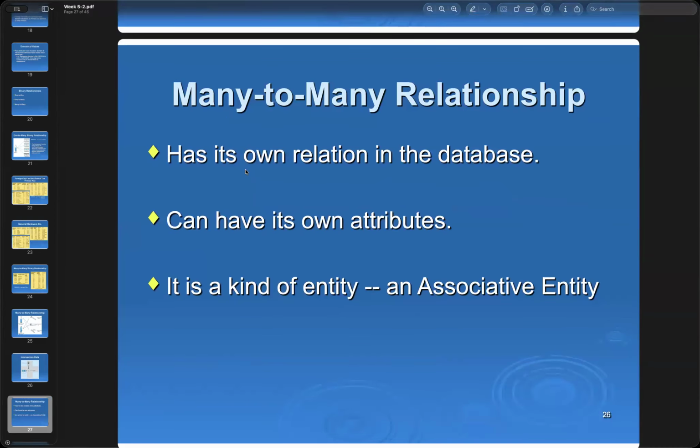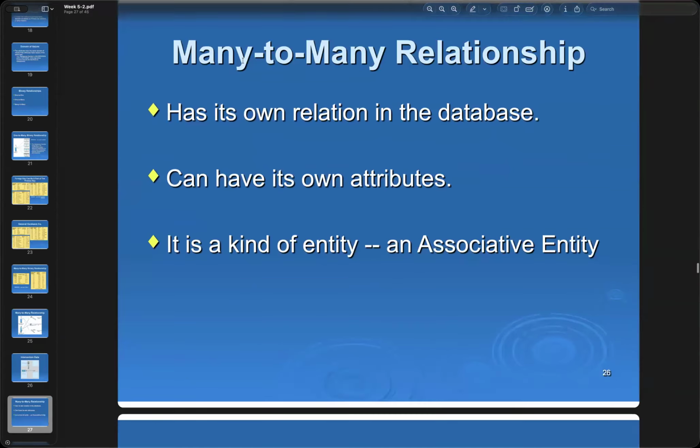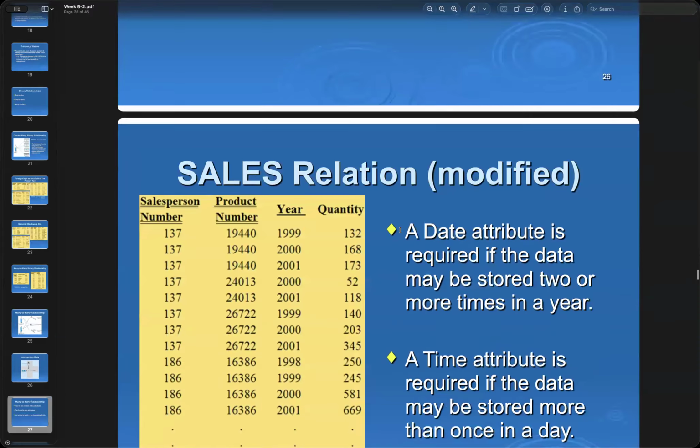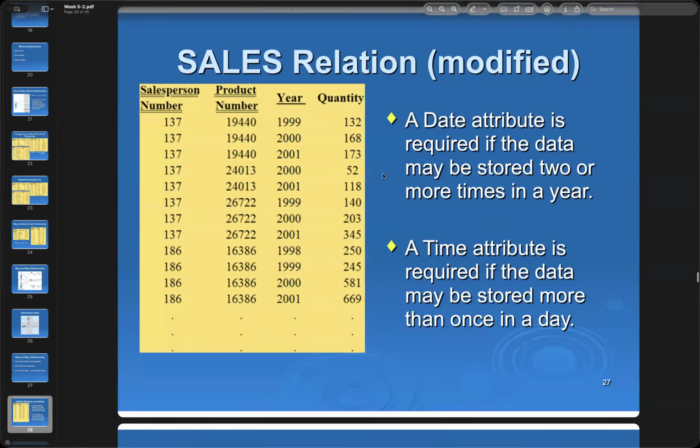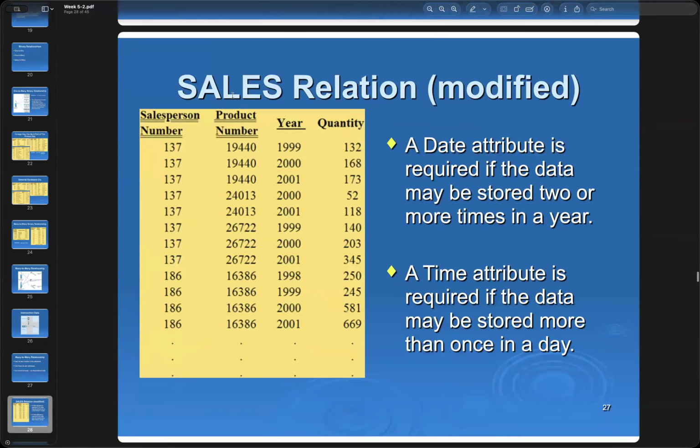A many-to-many relationship has its own relation in the database. Also, we can have its own attributes. It's also a kind of entity, so it's called an associative entity. Most of the time we will break down the many-to-many into one-to-many and one-to-many relationships, with one in the middle as a transaction. So far, if you look here, we have the sales relation, modified.